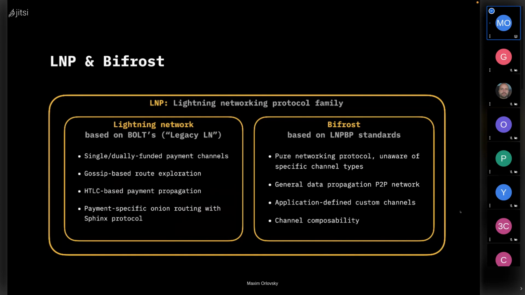It uses gossip-based route exploration and doesn't use any other proposed algorithms for more efficient and fast route exploration. It is based on HTLC payment propagation. And again, it doesn't include any option to use other mechanisms like the proposed pay-to-elliptic-curve-point smart contracts. And it uses payment-specific onion routing based on the Sphinx protocol. And this onion routing really can work only for payments. You can't use it for sending arbitrary data.